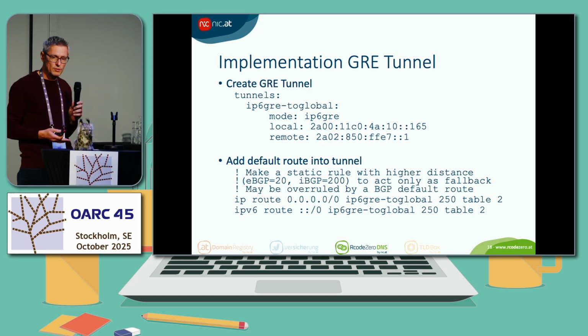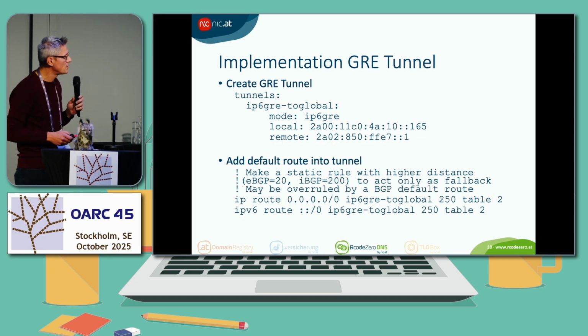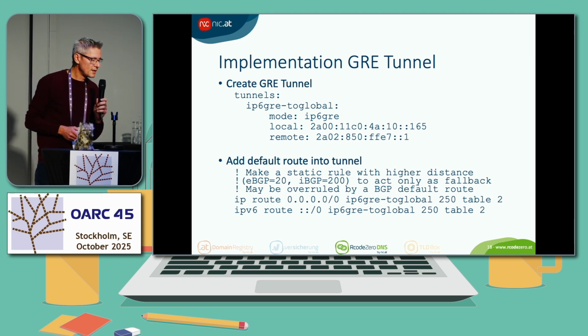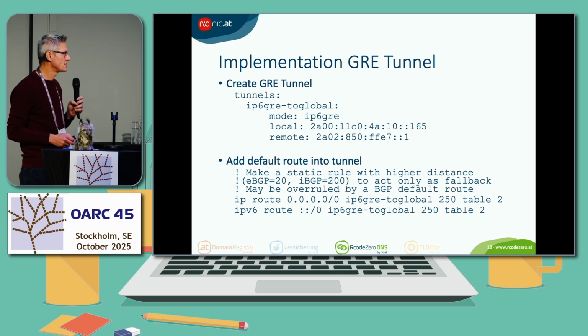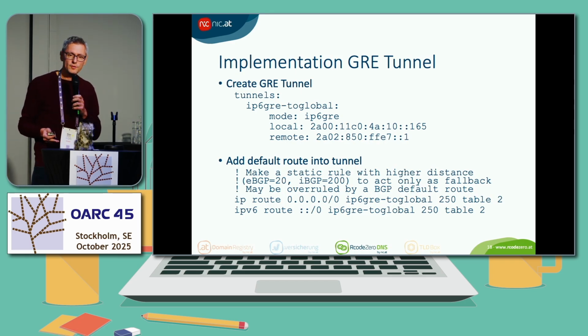Of course, we also need a GRE tunnel. So that's the netplan syntax for the GRE tunnel, also very easy to set up. In our case, we use IP version 6 for the GRE tunnel because on some nodes we don't have IP version 4 addresses, but we always have IP version 6. And of course, we need the default route to feed into the GRE tunnel.